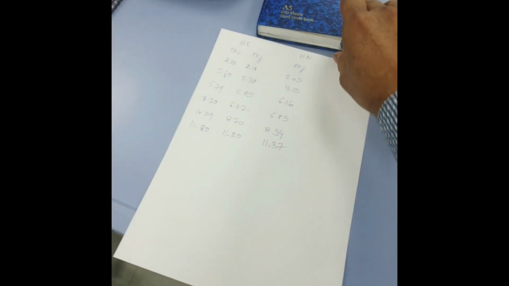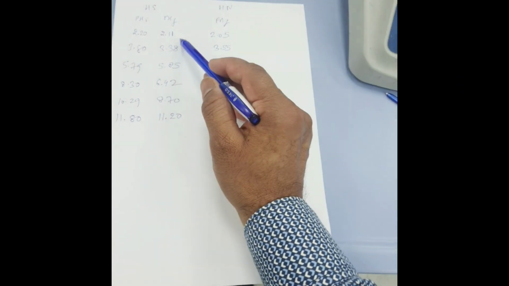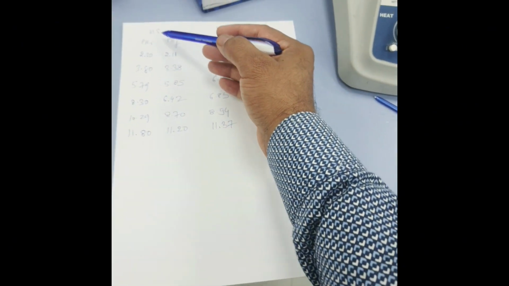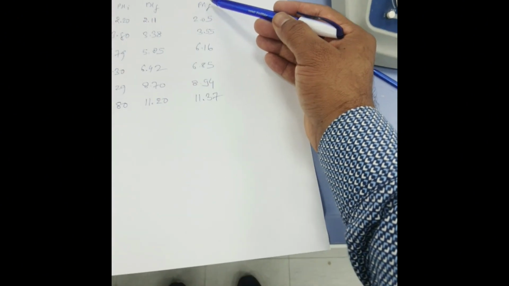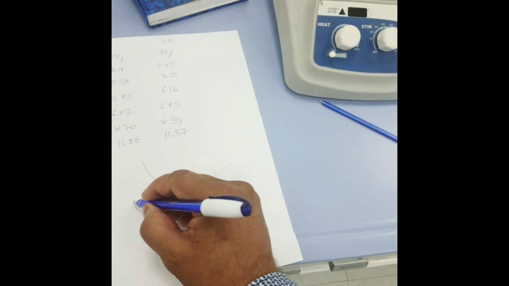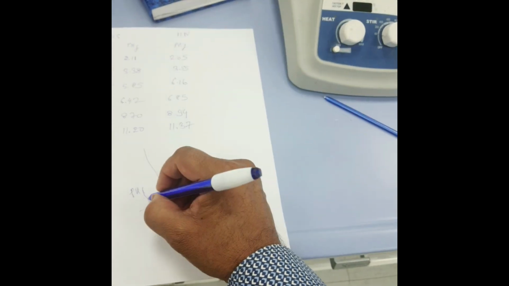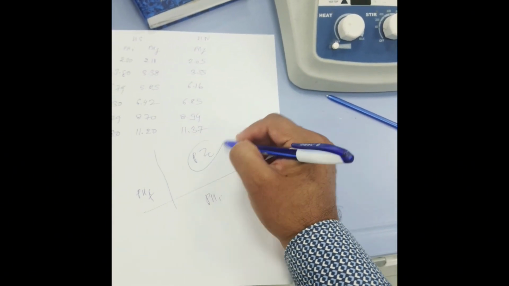So these are the values after filtering. You can see here the values are almost similar, because this was modified using sulfuric acid and this was modified using nitric acid. So we will plot and then we will find the point of zero charge.